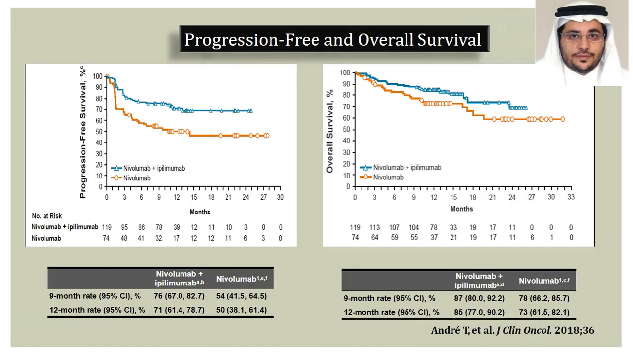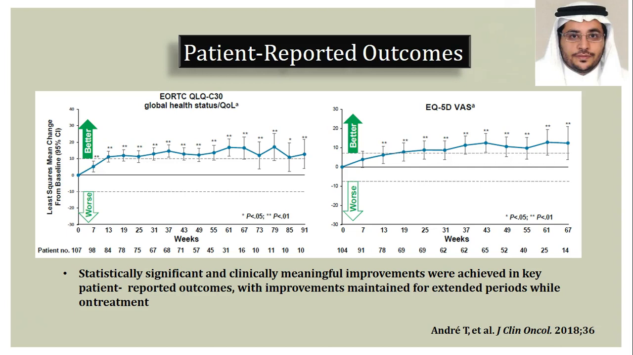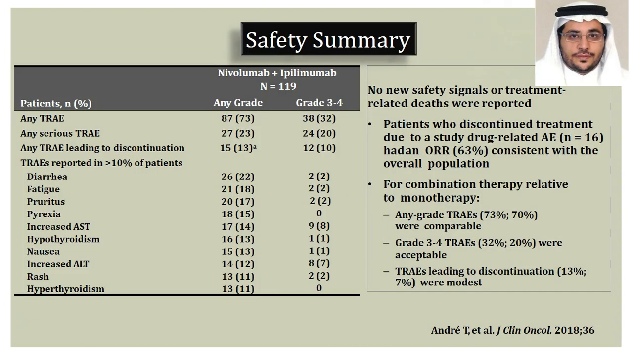If you see the progression-free survival, there is a very excellent, nice separation, with almost 76% at 9 months and almost 71% at 12 months, compared to nivolumab alone, 54 and 50. And again, for the overall survival here, 87% were still alive at 9 months, and 85% still alive at 1 year. Remember, these were briefly treated patients. Compared to nivolumab, it is slightly better. Now, patient-reported outcomes in this trial showed remarkable improvement in terms of quality of life.